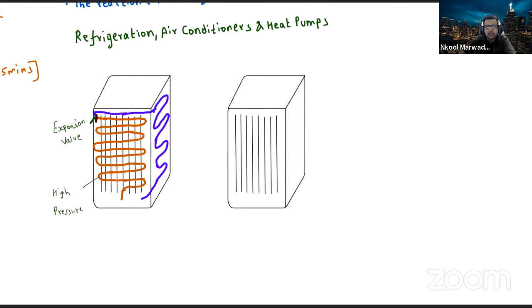Low pressure is maintained in the blue pipe, and this pressure is maintained via some external device, the compressor, which we will discuss. The compressor is used both in the fridge and the AC. What is its purpose? It maintains the pressure difference. In the brown pipe, high pressure is maintained, and in the blue pipe, low pressure is maintained.